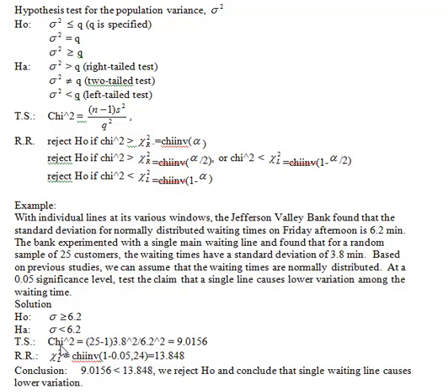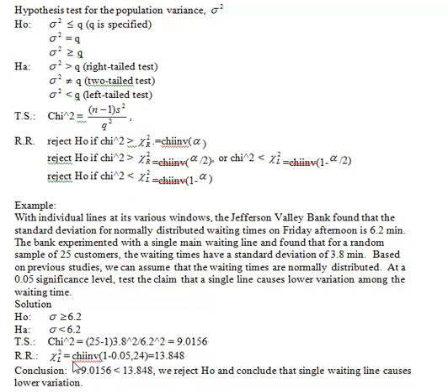Now test statistic chi-square equals, remember, n minus 1, so 25 minus 1, times s squared, that's 3.8 squared, divided by Q squared, Q is 6.2 squared. Put this in calculator, you will get 9.0156.